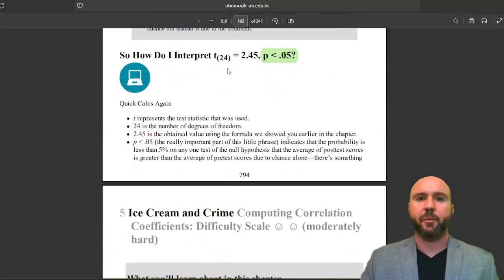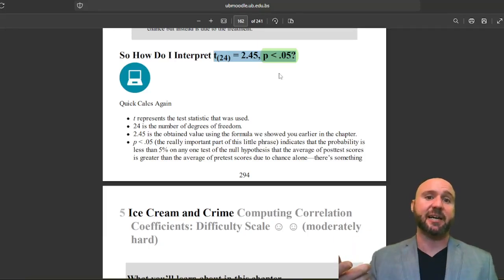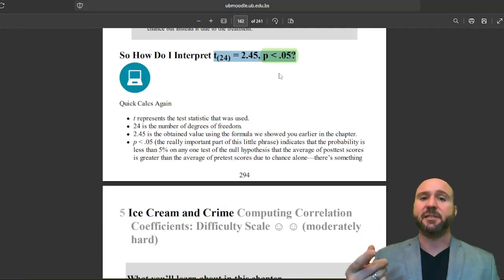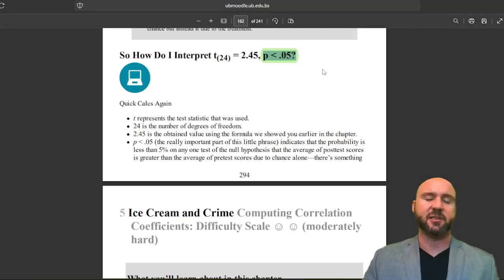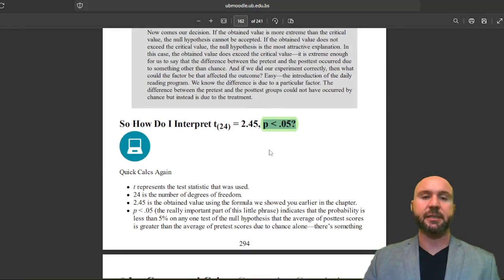Okay, so then it would report the results. Again, if you saw something like this, you don't immediately know what type of t-test it is, but you do know that it's a t-test with 24 degrees of freedom. Once you know what type of t-test it is, then you can tell me what the sample size is. You have the obtained value of 2.45, and from this, you know that it's statistically significant at the 0.05 level because it's a probability of less than 5% of making a type 1 error. Then you move on to do the effect size.